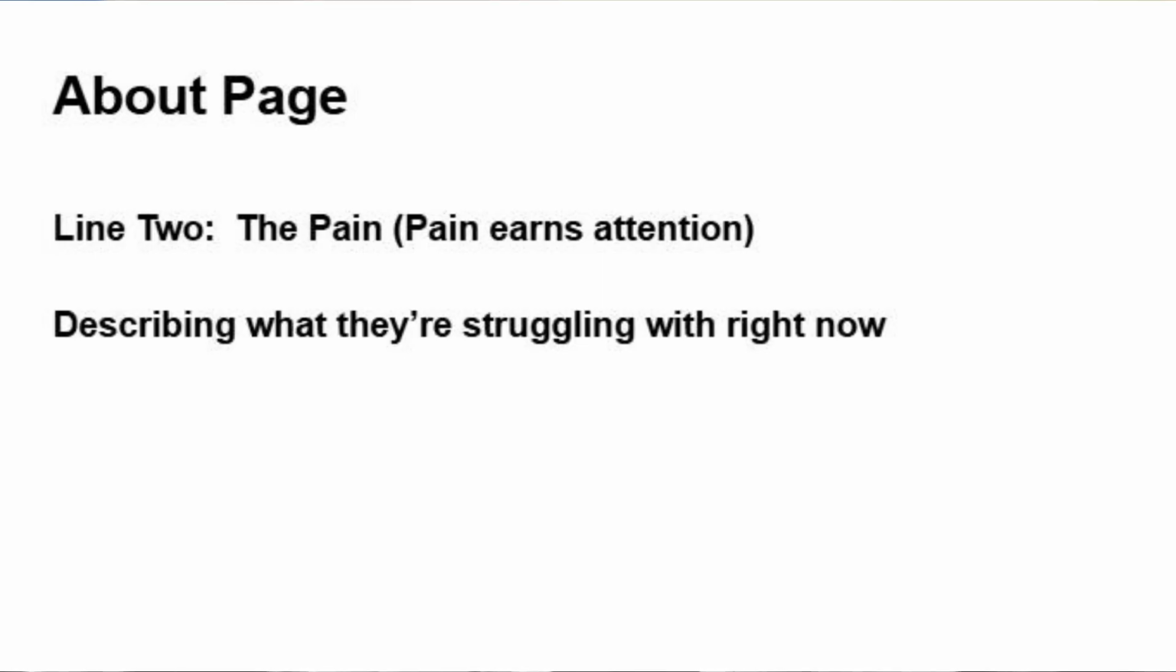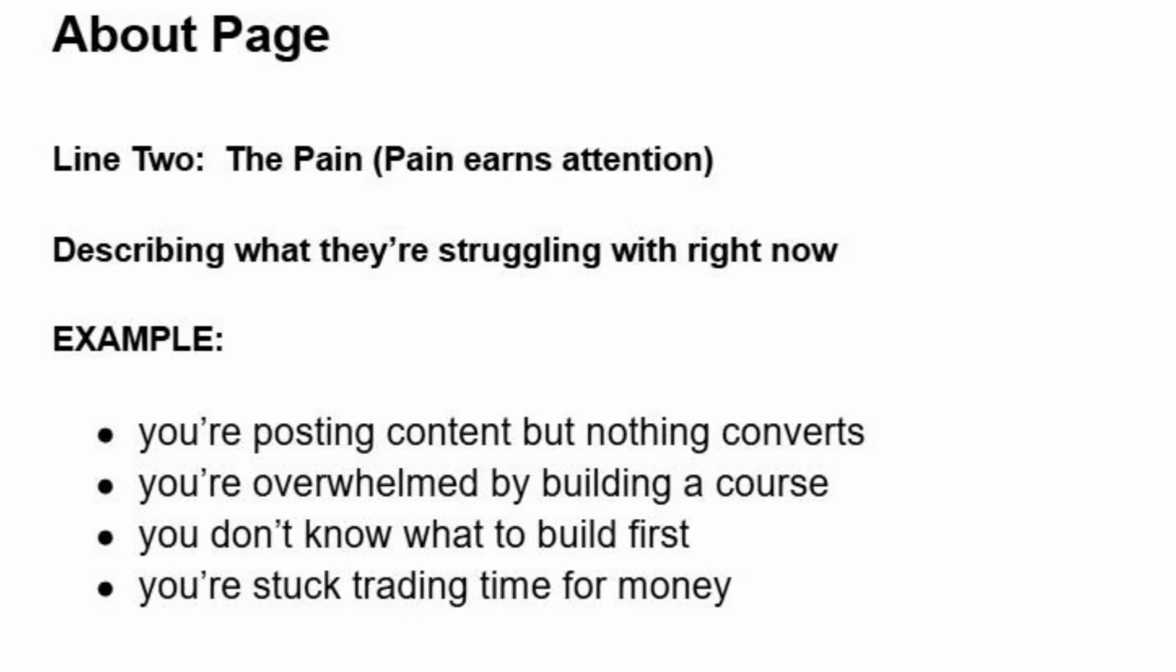Line 2, the pain. Pain earns attention. This is where you describe what they're struggling with right now. Not in a dramatic way, in a direct way. Like you're posting content but nothing converts. You're overwhelmed by building a course. You just don't know what to build first. You're stuck trading time for money. Line 3 then goes the result.